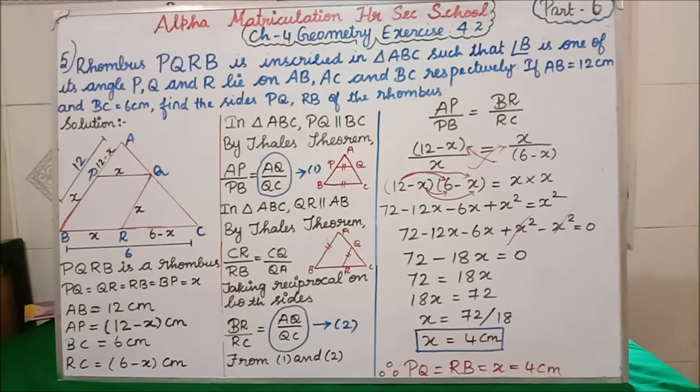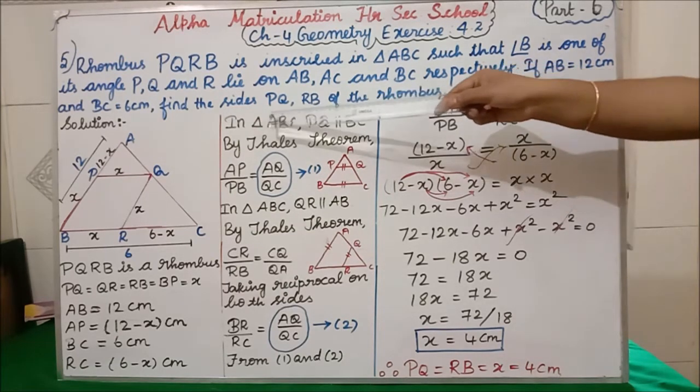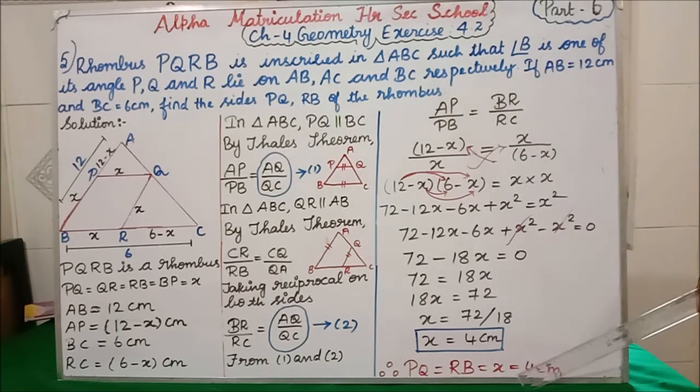Then what are the two sides they were asking us to find? We want to find PQ and RB. We have taken the PQ value as X. Similarly, RB value we have taken as X. Now we have found the X value is 4 centimeter. Therefore PQ is equal to RB is equal to X equal to 4 centimeter.